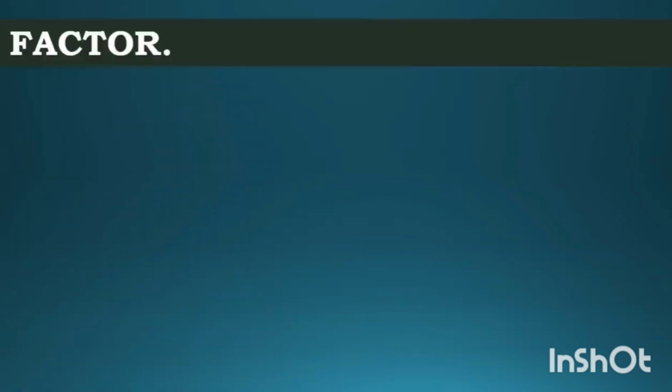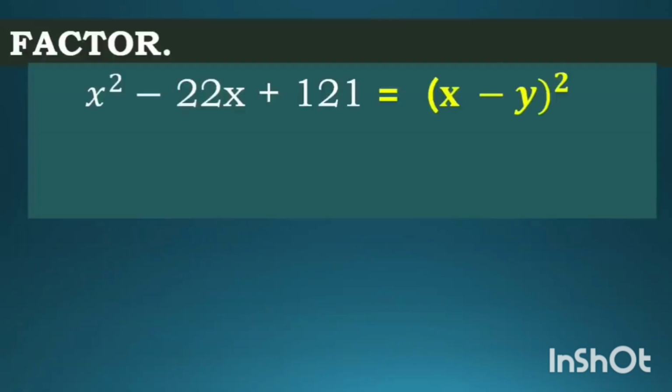Okay, next. I have here x squared minus 22x plus 121. So as you can see, the factored form must be x minus y. Bakit? Because our middle term here is minus. So dapat ang factored form nito is square of x minus y.